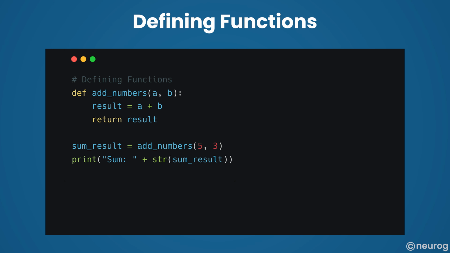Now let's learn how to define functions in Python. This Python example illustrates the definition and usage of a function named addNumbers. The function takes two parameters, a and b, calculates their sum, and returns the result. When invoked with arguments 5 and 3, the function produces a sum of 8, which is then printed.